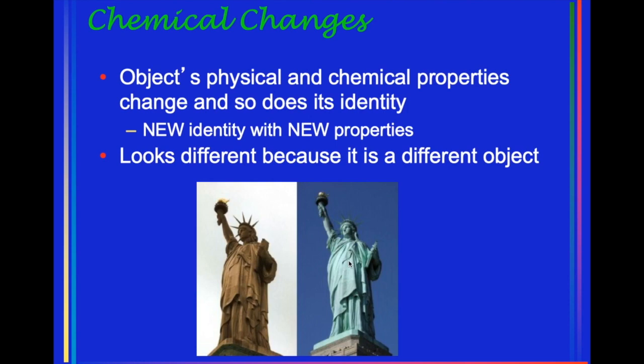So that's an example of a chemical change. It looks different than when it started because that green stuff is an actual new identity. So a chemical change is something where you think about the ingredients before and after. Would you call it something different afterwards because it's a new actual identity, or does it just look different?